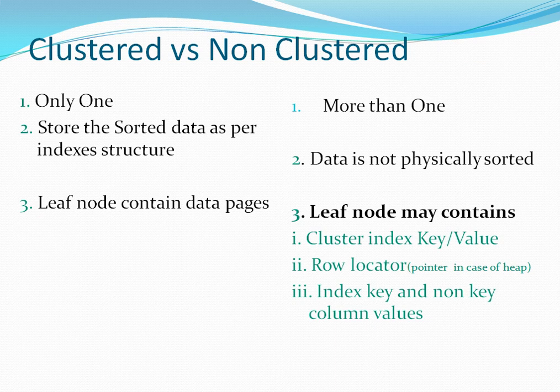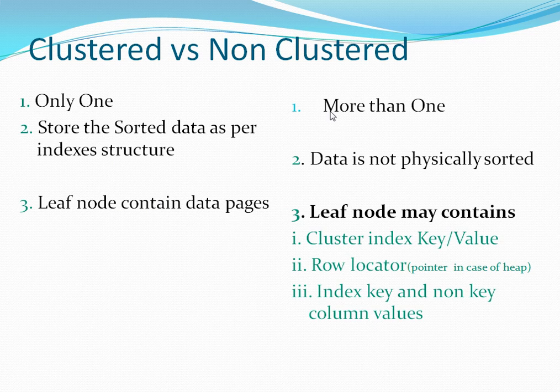We can have only one clustered index on a table. We can have more than one non-clustered index on a table. A clustered index stores the sorted data as per the index structure. So in the case of a clustered index, at the leaf node it stores the sorted data, or we can say at the leaf node it contains the data pages of the table.